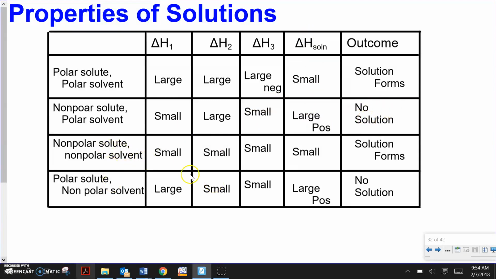And we can kind of continue that on. Small positive, small negative, ending up with a small positive. Therefore, a solution can form between 2 nonpolar substances, like dissolves like. And then, of course, polar and nonpolar, same idea. Because of this large positive and the small negative, we end up with no solution being able to form because of that large positive delta H. Okay, so that's kind of solutions, looking at those steps and kind of understanding what's going on.